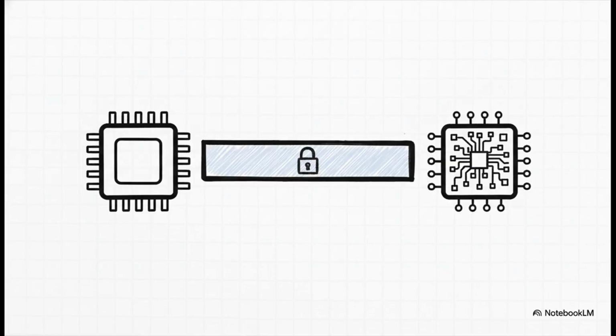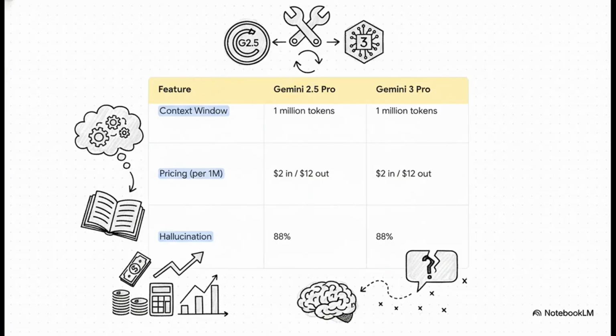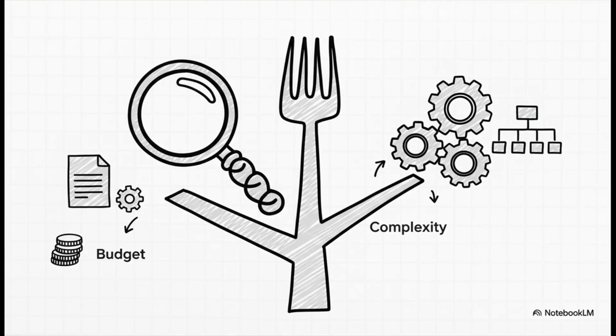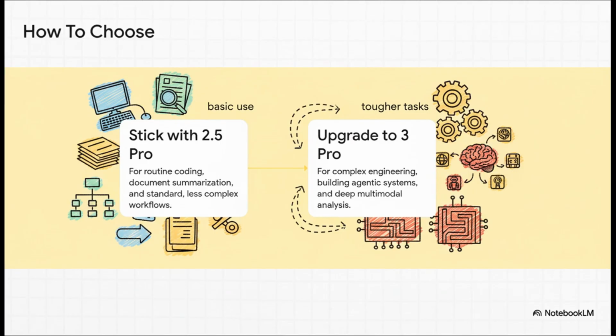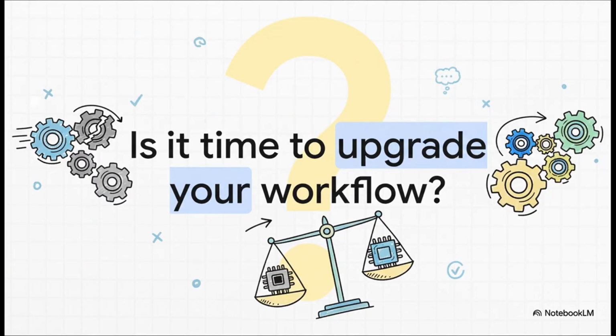But it's not all new. Let's take a look at a few key things that have stayed exactly the same. The context window is the same, pricing hasn't changed, and yep, the hallucination rate is identical too. So what's the verdict? Really, it just boils down to what kind of work you're actually doing. Here's the simple way to think about it. 2.5 is for your routine stuff. 3 Pro is for the heavy lifting. So here's your takeaway. Stick with 2.5 for standard workflows. Upgrade to 3 for complex agentic systems. The upgrade is more than just getting better code. The real question is, is it time to upgrade your workflow?